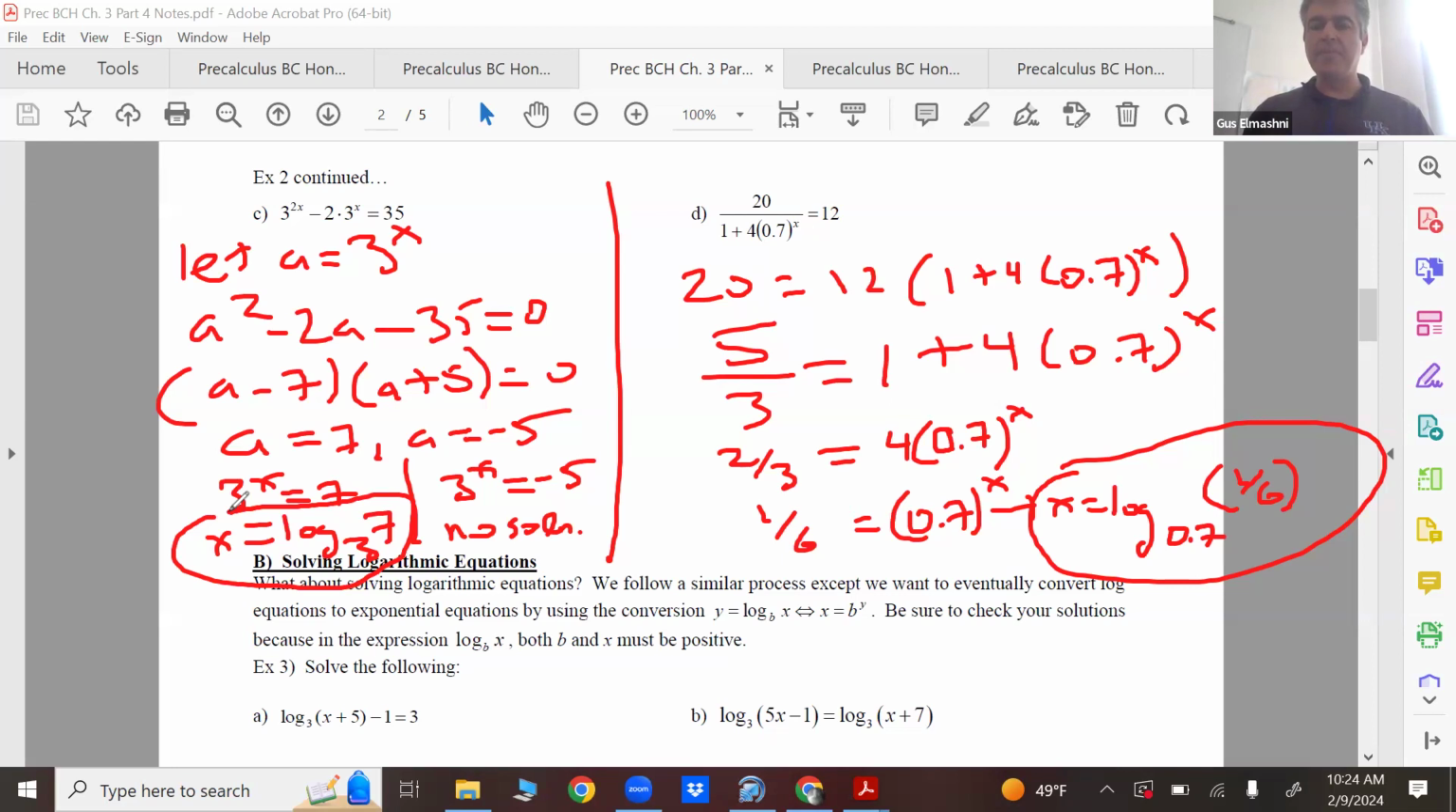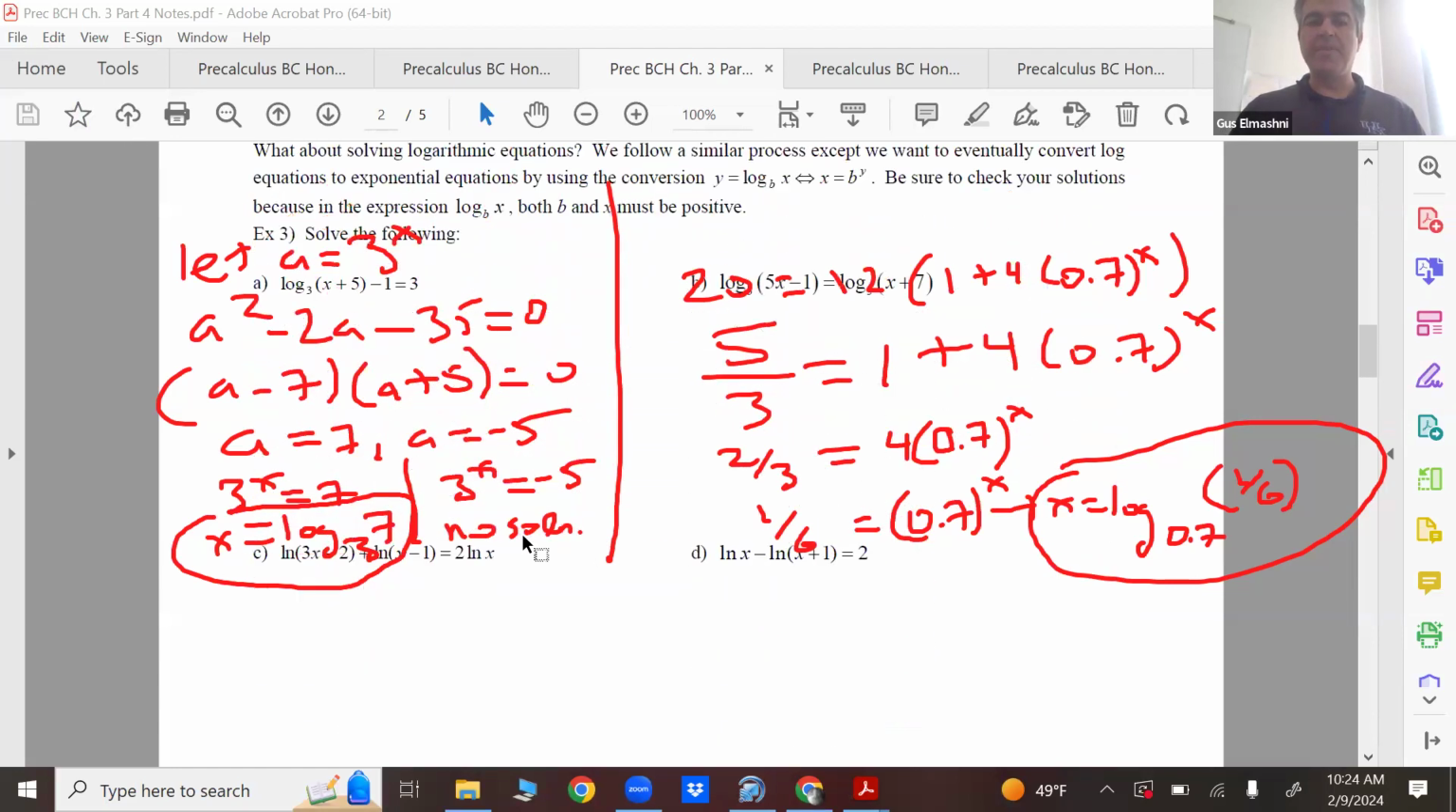Just a little bit more creativity required, definitely for C. You gotta be very creative there. Okay, we're good? All right, let's keep moving, guys.